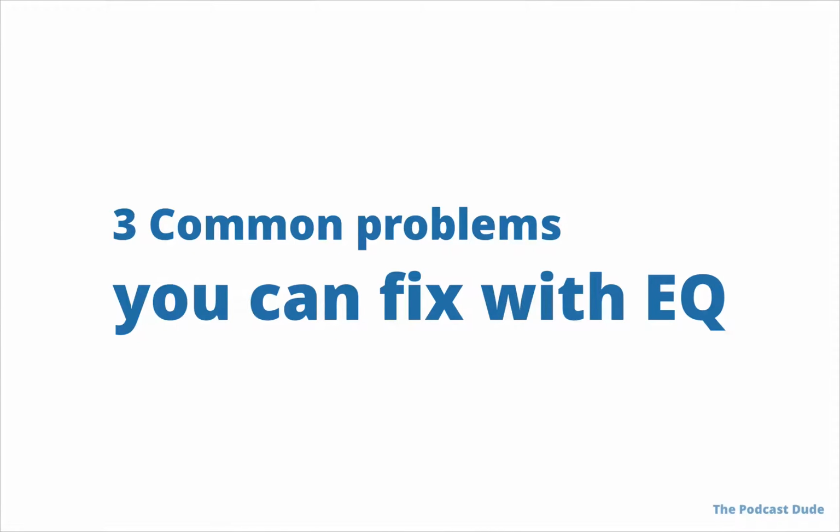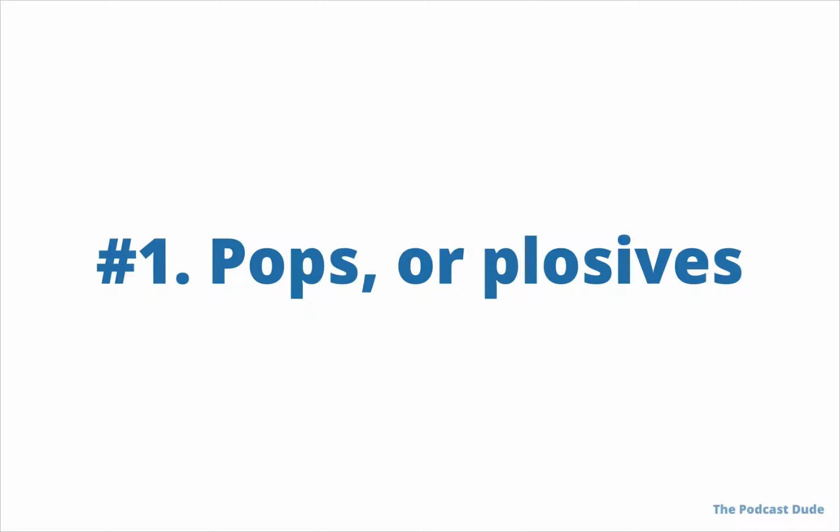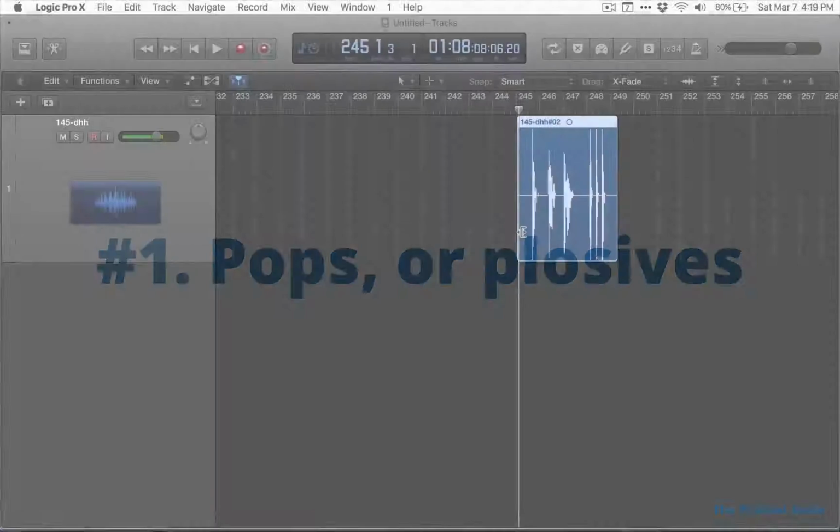The first one is pops. So someone will record a track without a pop filter, they'll be too close to the mic, and when they say any words that start with P, you get this popping sound. It's a bunch of frequencies between 80 and 120 hertz. I actually took the windscreen off my SM7B and recorded a couple of those words so you can hear what it sounds like. It's not pretty.